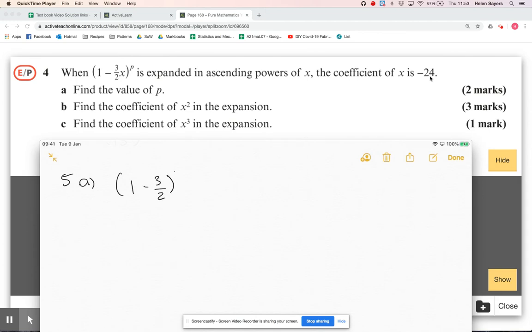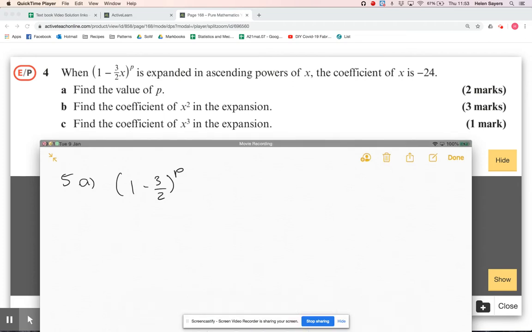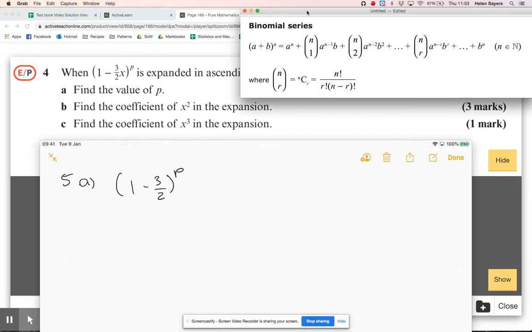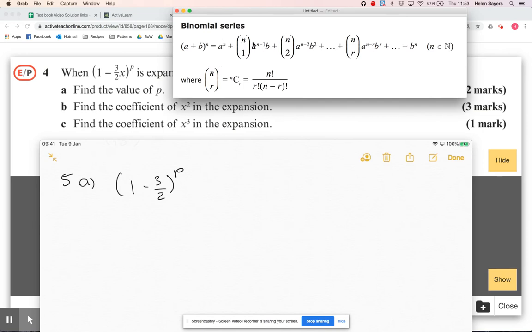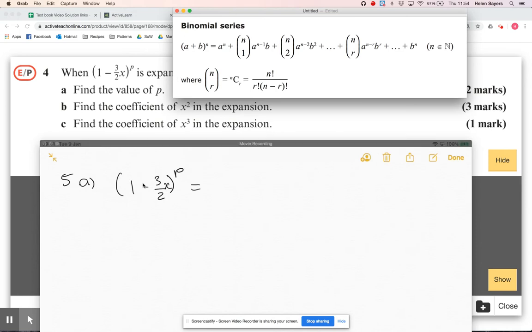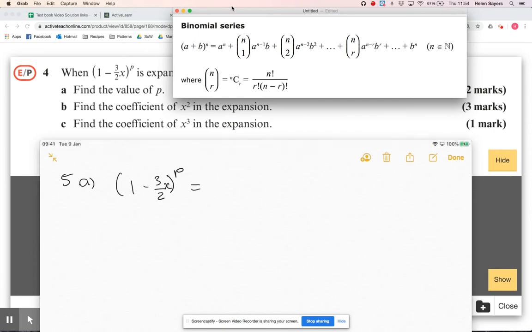So obviously we don't know the power. You are given the formula for binomial expansion on the formula sheet. Okay, so you are given this. So for us, I've missed an x off, important. So for us, a is 1, b is minus 3 over 2x, and n is p. We don't know that. Okay, so my first term is going to be 1 to the power of p. Well, actually, that's all right, because that will just be 1.